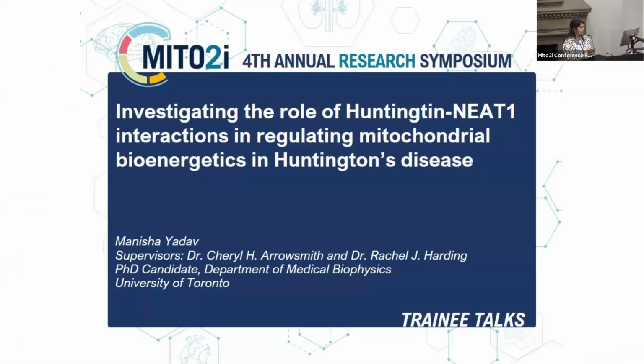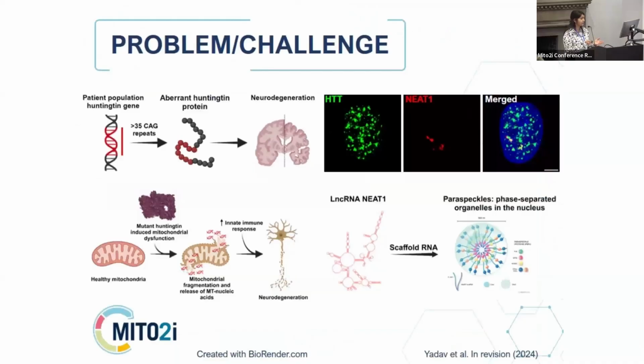So I'm a fourth year PhD student, and my PhD work is focused on investigating the role of Huntingtin-NEAT1 interactions in regulating mitochondrial bioenergetics in Huntington's disease. Huntington's disease is an autosomal dominant neurodegenerative disorder that is caused by an expansion of polyglutamine repeat in the Huntingtin gene. This results in the aberrant Huntingtin protein formation that causes neurodegeneration.